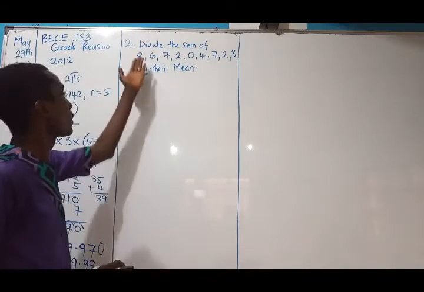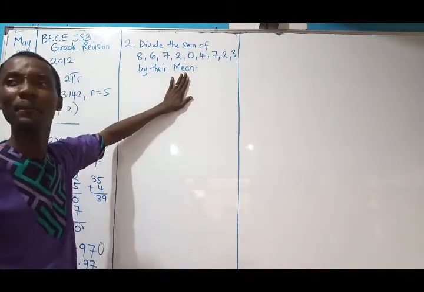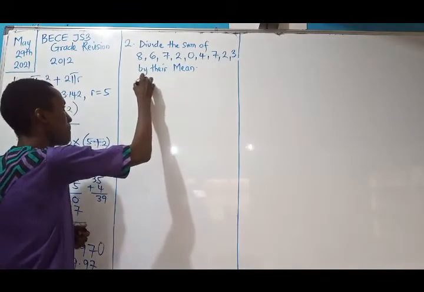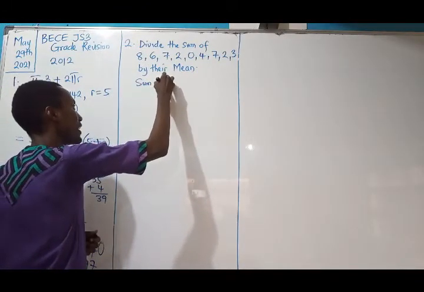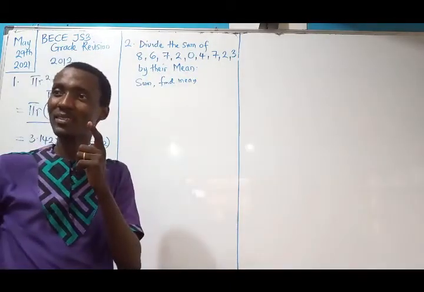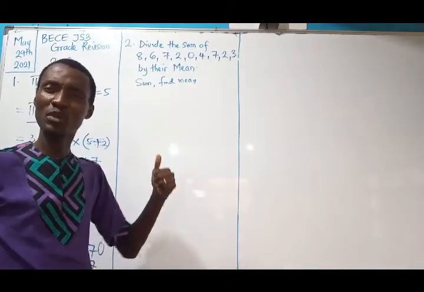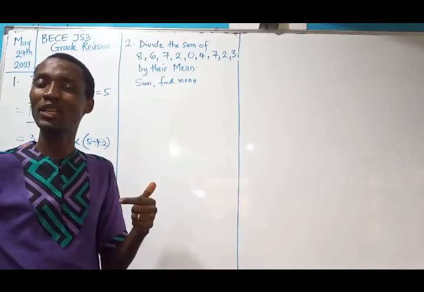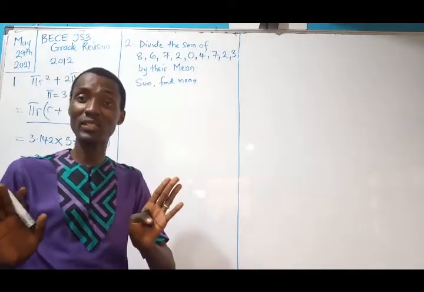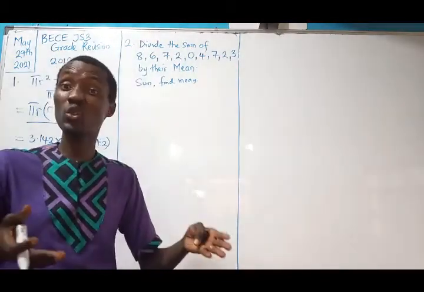Okay, so sum these numbers and divide it by their mean. There are two things here. We are told to sum and we are told to find the mean. Sum the numbers and divide it by their mean. I'm going to solve it through, but a very smart student would have just looked at the question and gotten the answer. Wow. But that notwithstanding, let's try to solve it the hard way, and then we'll solve it the smart way.